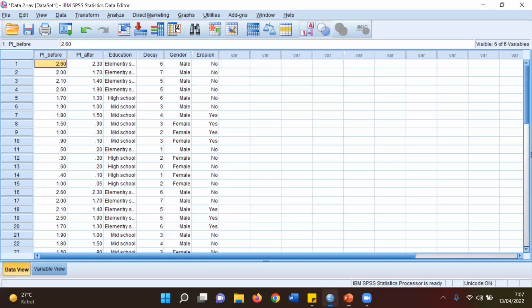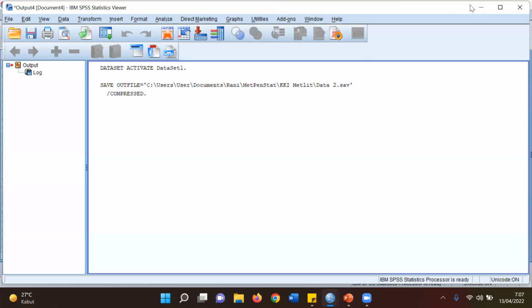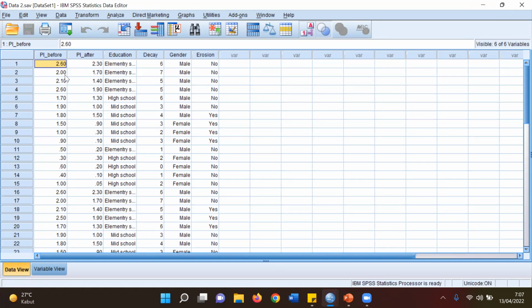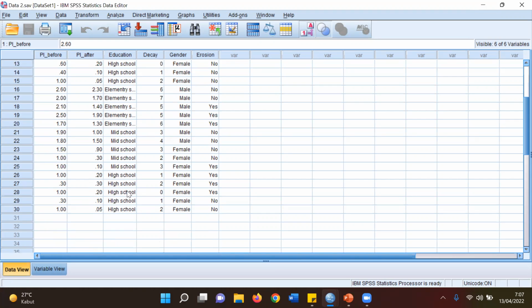Okay, so I have prepared a data set. Here I call it data 2. It has the same variables as data 1: plaque index before, plaque index after, education attainment, number of tooth decay, and gender. And I added a new variable here, erosion, whether someone has dental erosion or not. I also added more samples to give you more insight into data analytics.